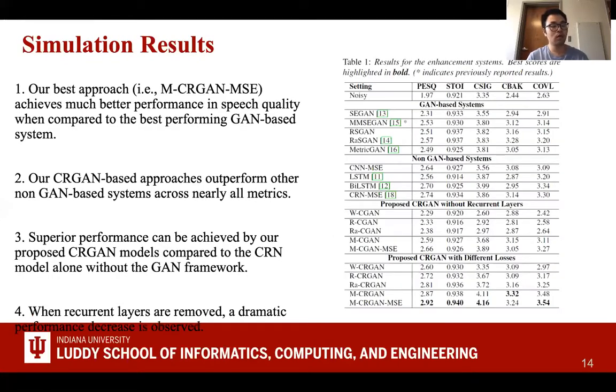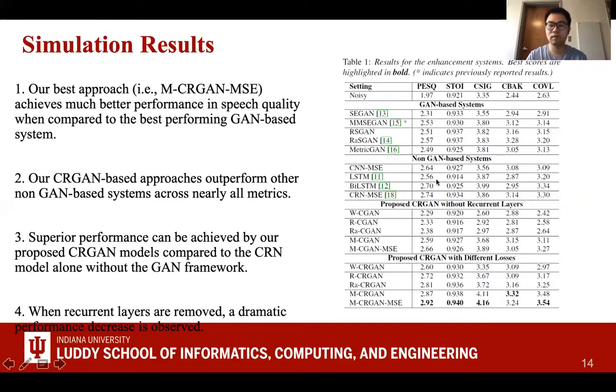So here are the simulation results. We found that our best approach, which is the MetricGAN with the additional mean square error term, achieves much better performance in speech quality than all these previous GAN-based models in the first block. We also noticed that our CR-GAN-based approaches outperform other non-GAN-based systems across nearly all metrics. These are the non-GAN-based systems, including the convolutional neural network with the mean square error as the loss function, LSTM network, bidirectional LSTM network, and the convolutional recurrent network.